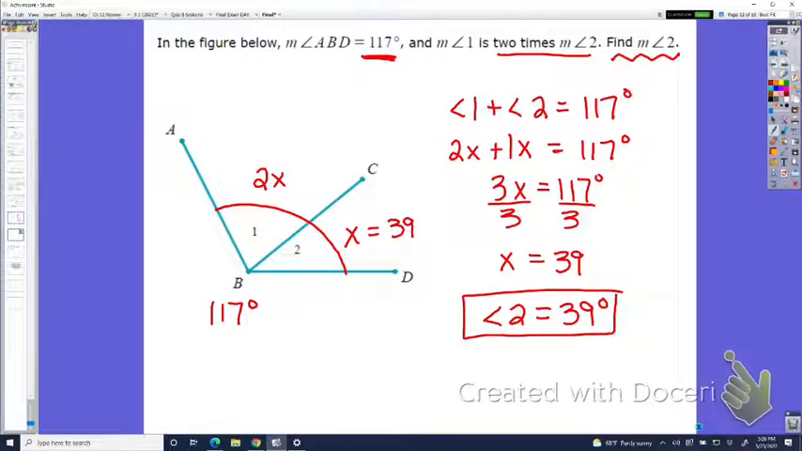If you want to check, the other one would be 2 times 39, which is 78. And to check, add 78 plus 39, and it is 117.